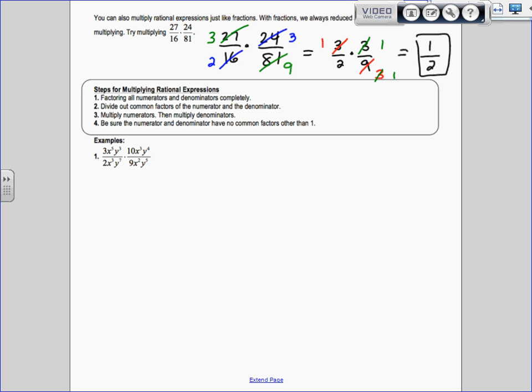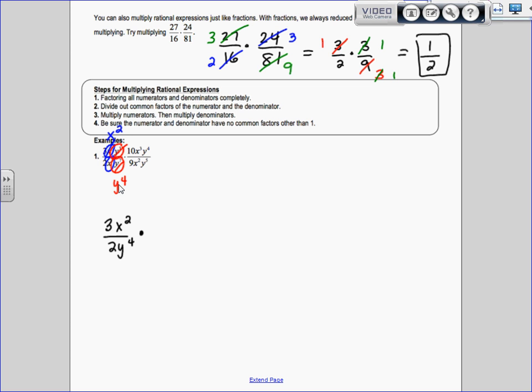Okay, so this first one is kind of like what we did in chapter 5. So I have 3x to the 5th y cubed over 2x cubed y to the 7th times 10x cubed y to the 4th over 9x squared y to the 5th. Okay, so what I'm going to do is I'm going to reduce out in the first fraction. So when I see x to the 5th and x cubed, those reduce out, right? It becomes x squared on top. Okay, and then I have y cubed and I have y to the 7th. Well, those reduce out, and I get y to the 4th on the bottom. So just right now, I have 3x squared over 2y to the 4th, just in that first fraction.